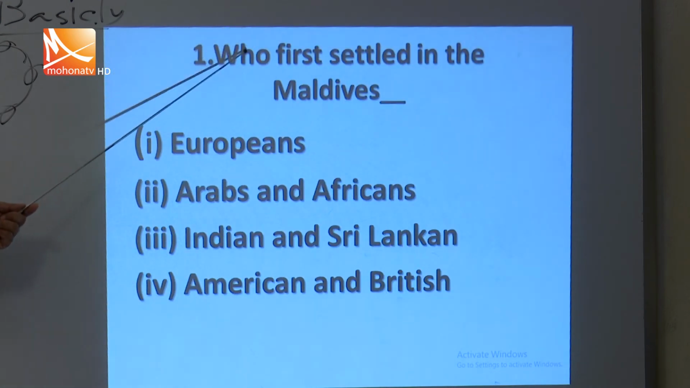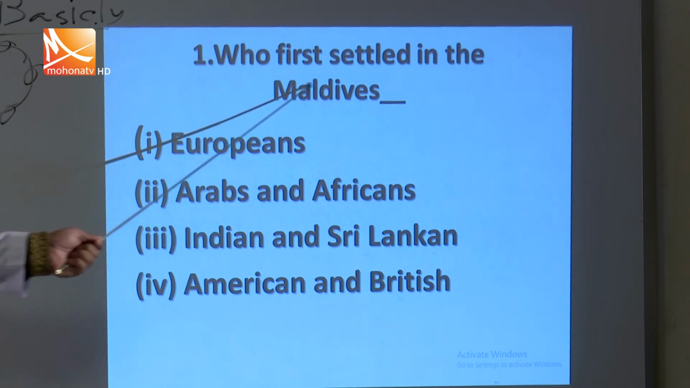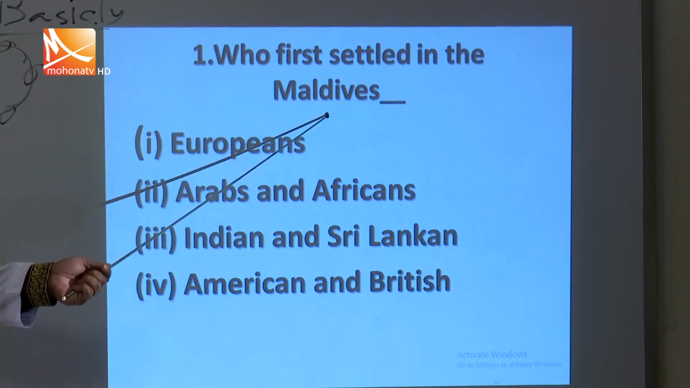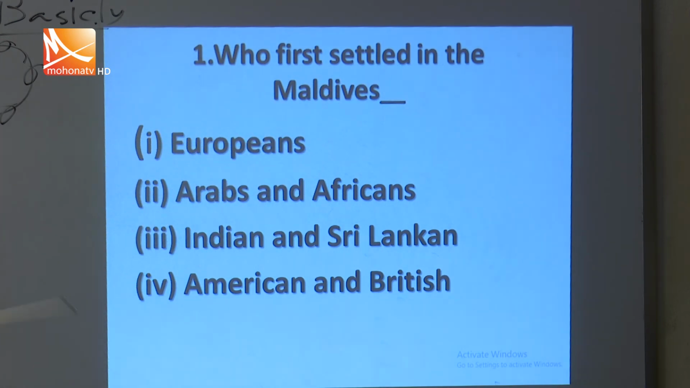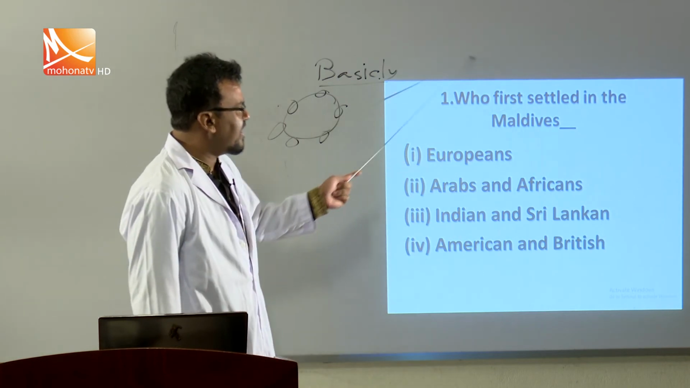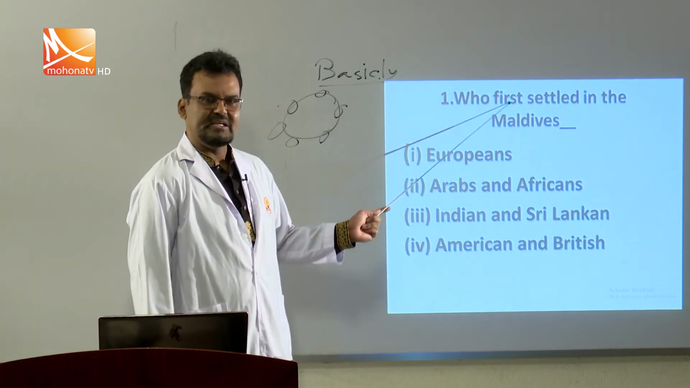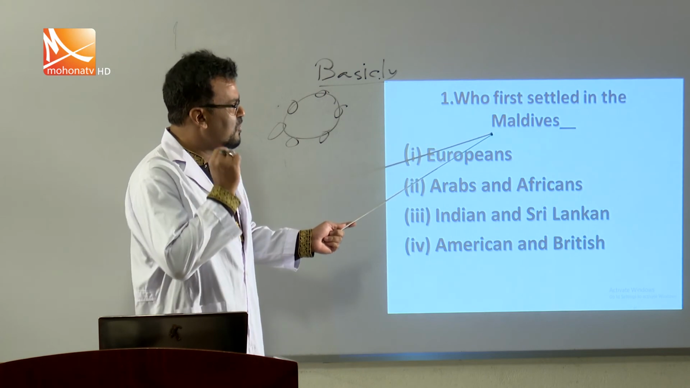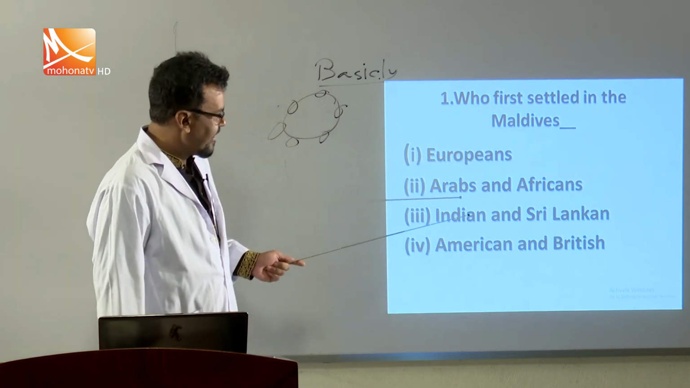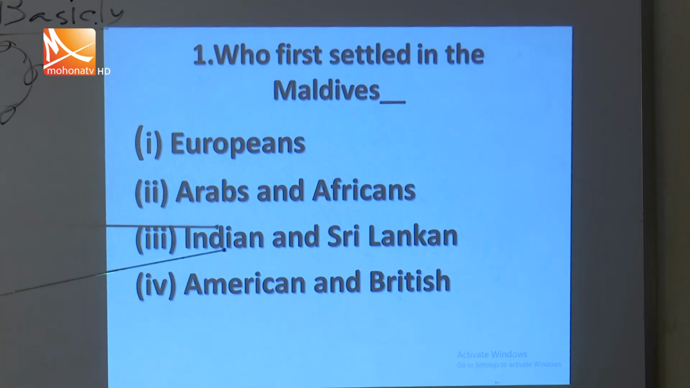Okay, here are some MCQs that you face in your exam. Who first settled in Maldives? I told you how to find out the answer. Who? So you will find out the person, the country, who came first to settle in Maldives. We read in the passage, and let us see the answer. Can you guess the answer? Yes, it is Indian and Sri Lankan.